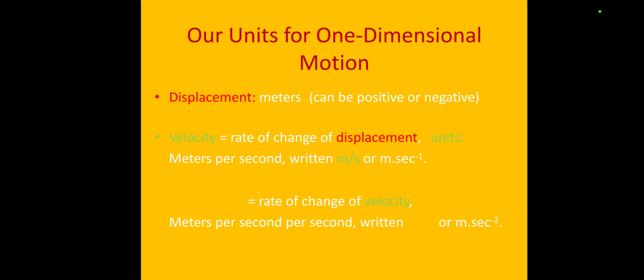Now the units for one dimensional motion. Displacement has the unit meters. It can be positive or negative because displacement is a vector quantity. Velocity is the rate of change of displacement, so its unit is meters per second and it can be written as m per s or meter second inverse.